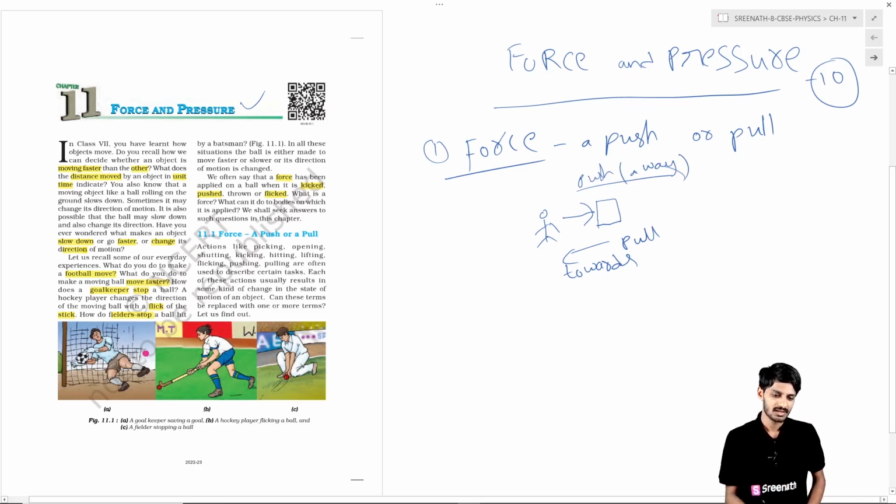See these images. This is the goalkeeper. What is he trying to do? He is trying to stop the ball. Here is the hockey player. What is he doing? He is applying some force and changing the direction of that ball, which means he is pushing that ball. He is also trying to stop that ball. So what is meant by force? Force is nothing but a push or pull.